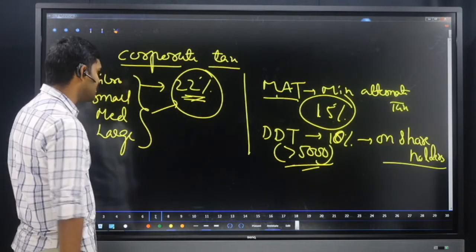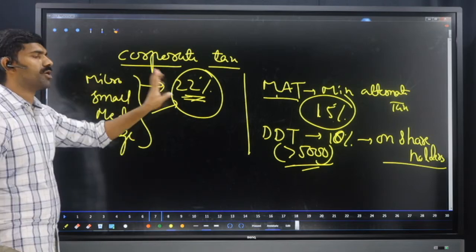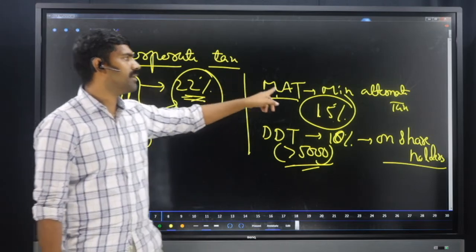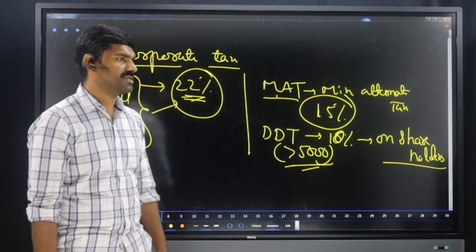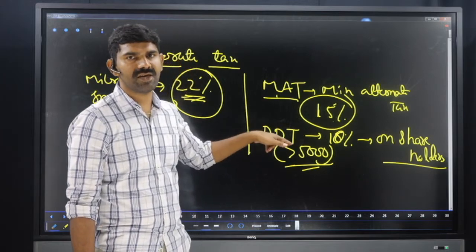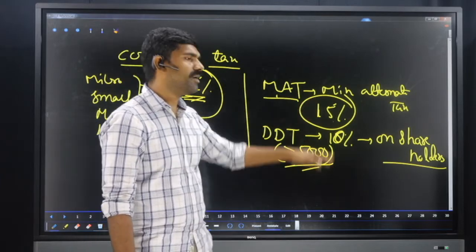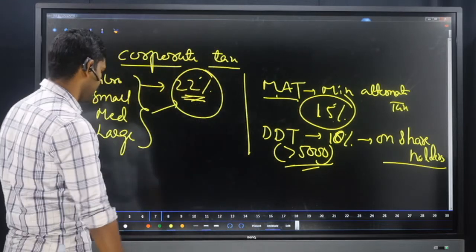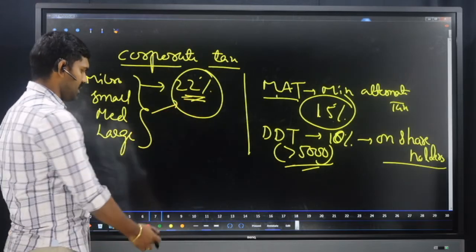Then we discussed corporate tax. Micro, small, medium, large enterprise: the corporate tax is 22%. Minimum alternate tax is 15%. Dividend distribution tax is currently 10%. Earlier, dividend distribution tax was paid by the companies. Now it is to be paid by the shareholders if the value is greater than 5,000. And minimum alternate tax is 15%. Any company which is not paying tax will have to pay minimum alternate tax.